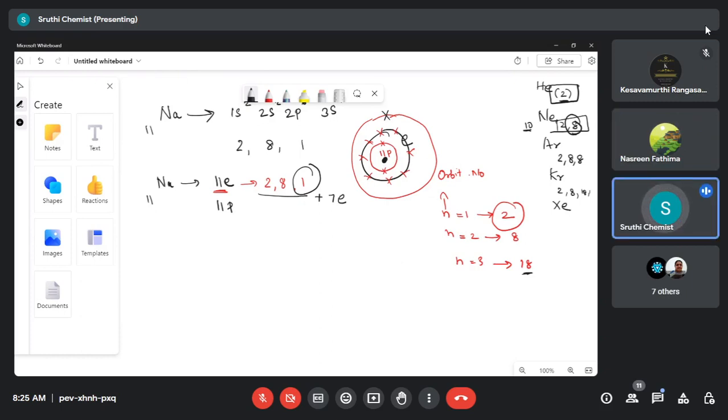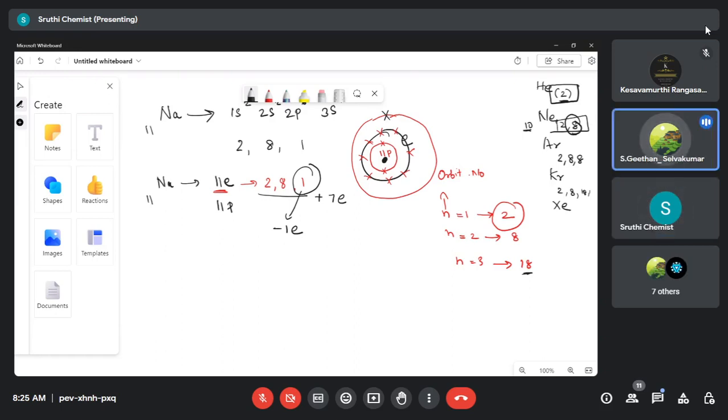By gaining 7 electrons. Otherwise, I can lose this 1 electron, so that this 1 completely goes away. Then my new configuration is 2, 8. Which is an easier process, gaining 1 electron or removing 1 electron? Removing. Very good. Removing 1 electron is easier, and of course we select the easiest pathway. In the same way, the atom also selects the easiest pathway.